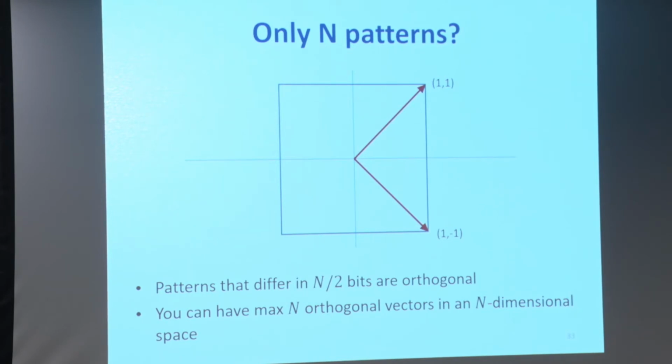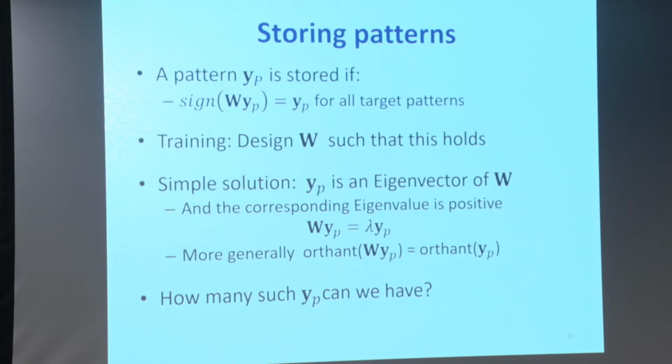Now consider orthogonal patterns. How many orthogonal patterns can we have? If I have an N-bit string, how many patterns can I compose of N bits such that they all differ in exactly N minus 2 bits? Anybody? How many can I compose?